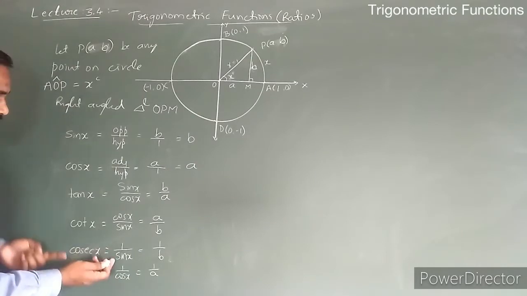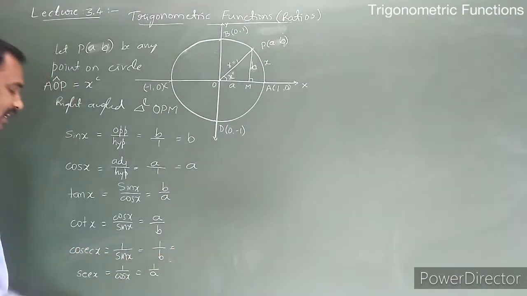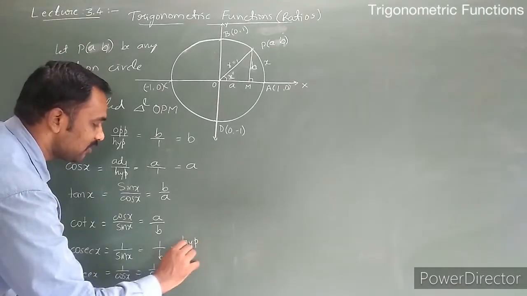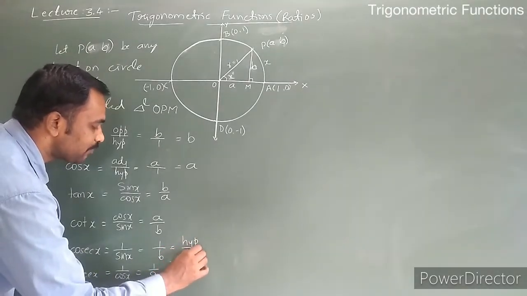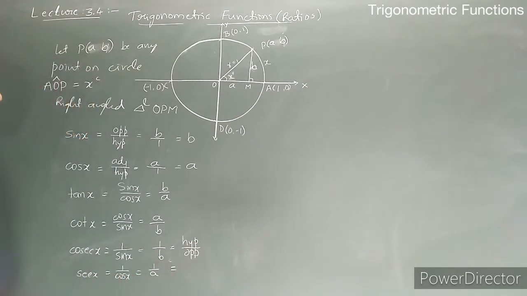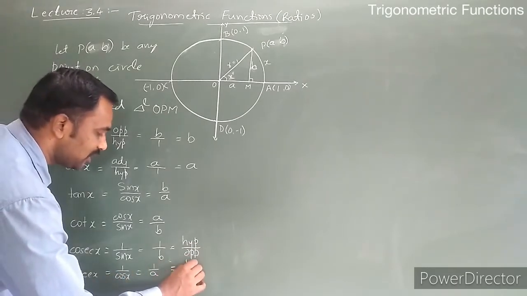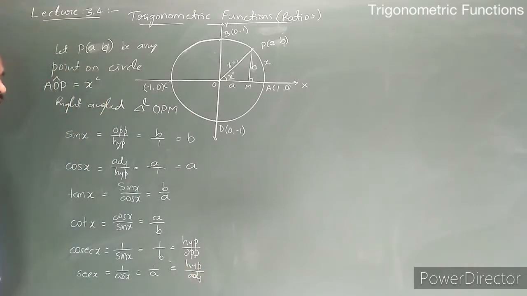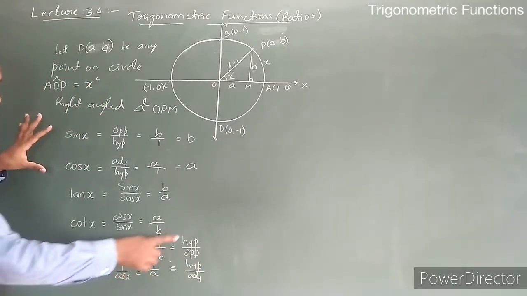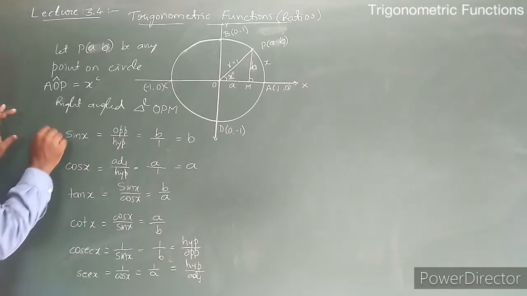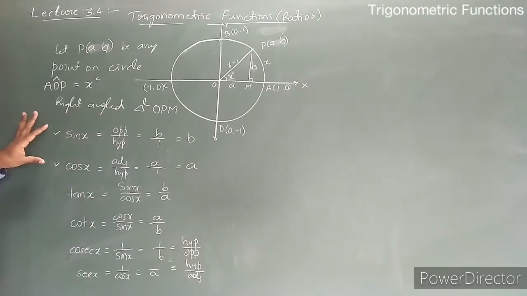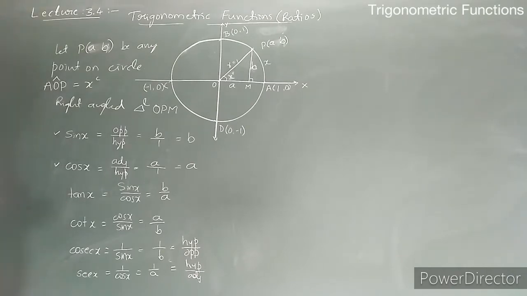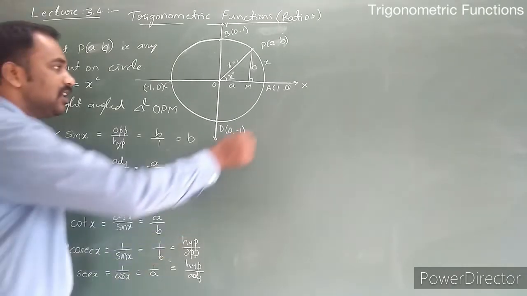Instead of writing 1 by sine, we can also write it as a reciprocal, that is hypotenuse divided by opposite side. Similarly, sec can be written as hypotenuse divided by adjacent side. In this manner also we can define. So instead of remembering all of these, you just remember the sine and cos. If you remember these two trigonometric ratios, we can easily get the remaining four trigonometric ratios.